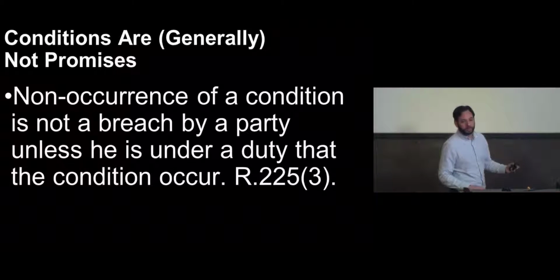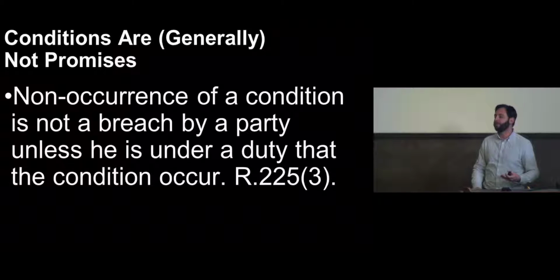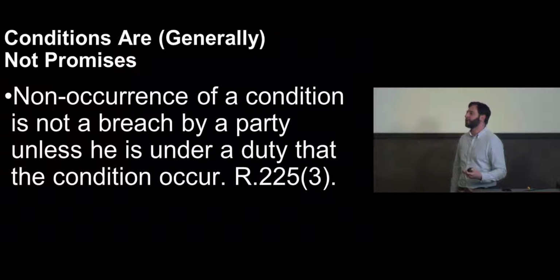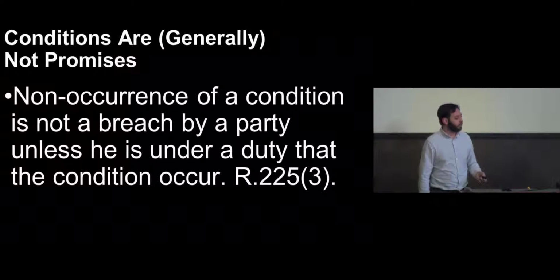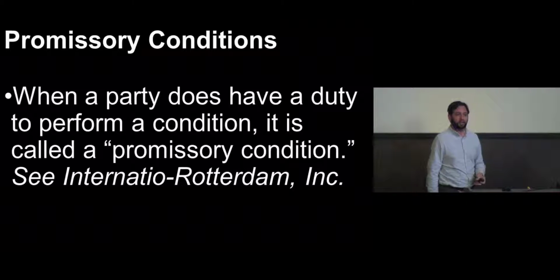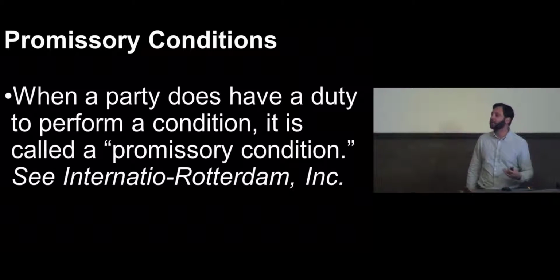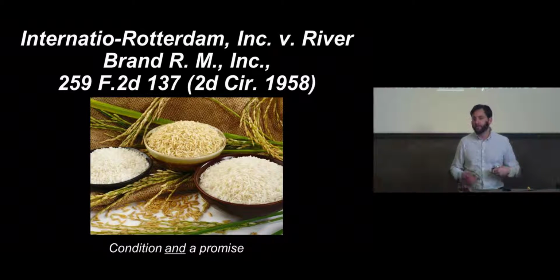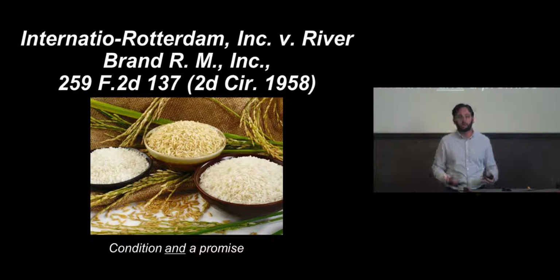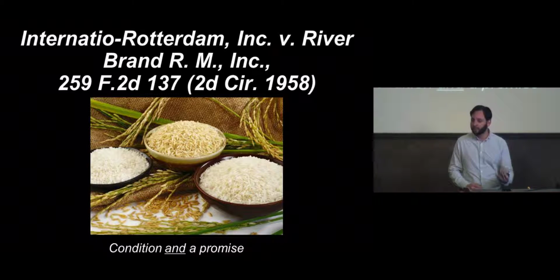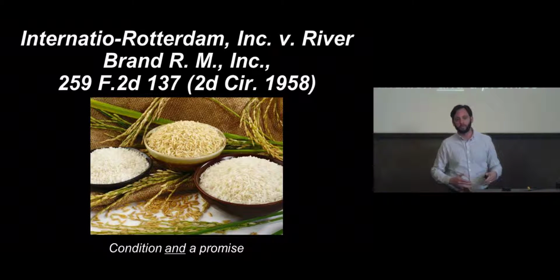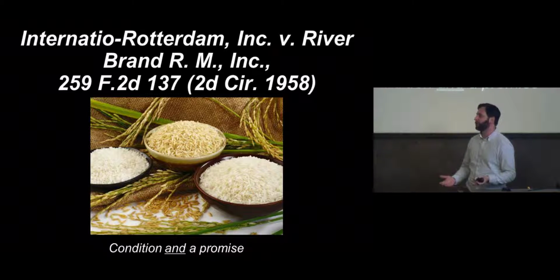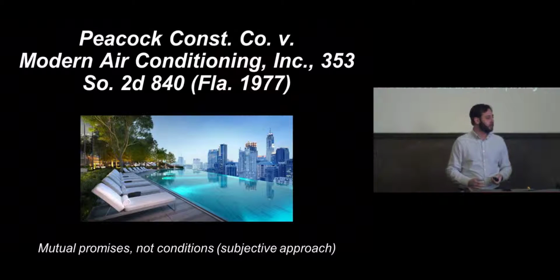And then, again, reiterating the point that in 225.3, non-occurrence of a condition is generally not a breach unless the parties intended otherwise. We did see a case where parties intended otherwise. That was International Rotterdam. When a party has a duty to perform a condition, it is called something different. It is called a promissory condition, and that was the case of shipping the rice. Here, a party had an obligation to provide a location. It was location A or location B. You can't ship rice if you don't know where you're shipping it to. The party had an obligation to state that location.